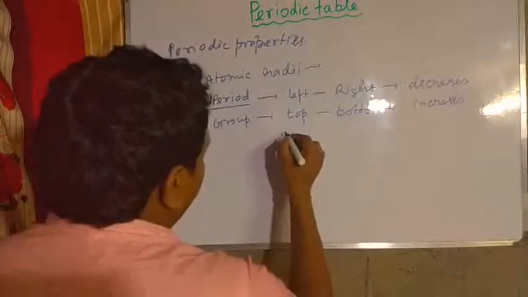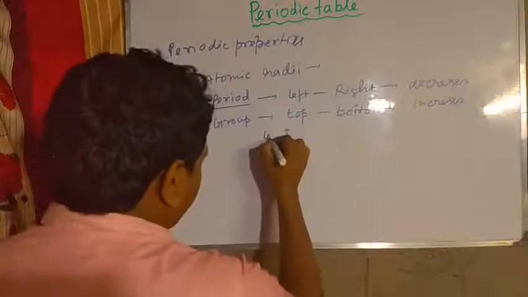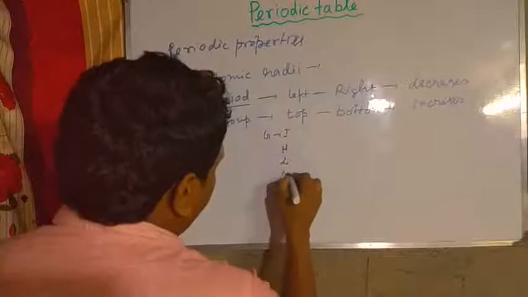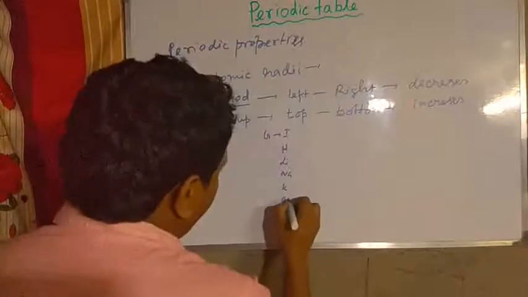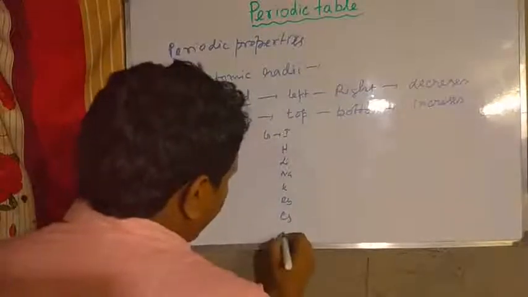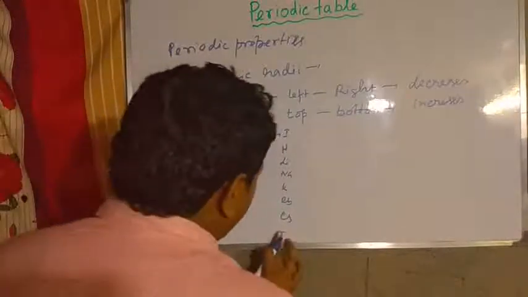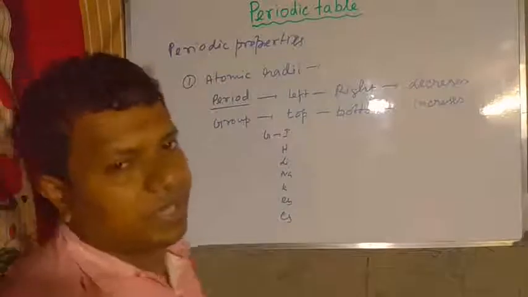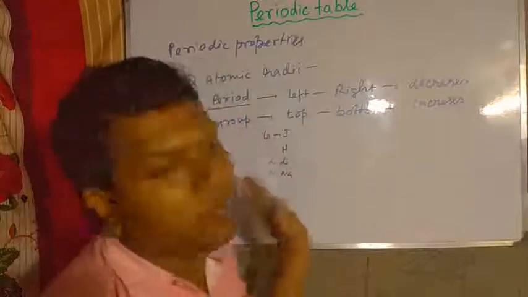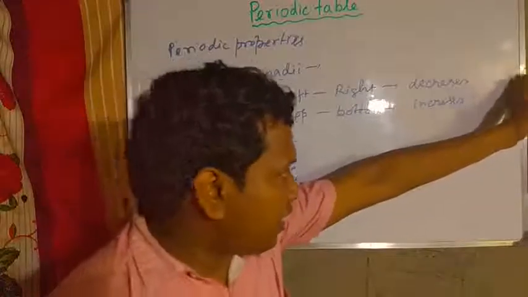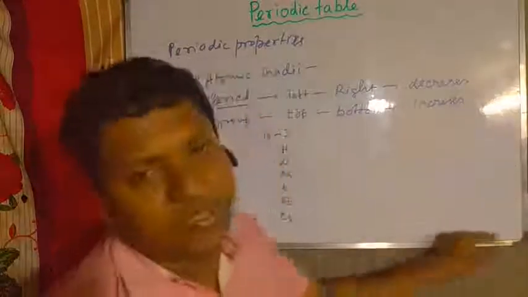Let group 1: hydrogen, lithium, sodium, potassium, rubidium, cesium and francium. Here also, group 17 can be neglected for the periodic properties explanation. Group 18 and period 7.